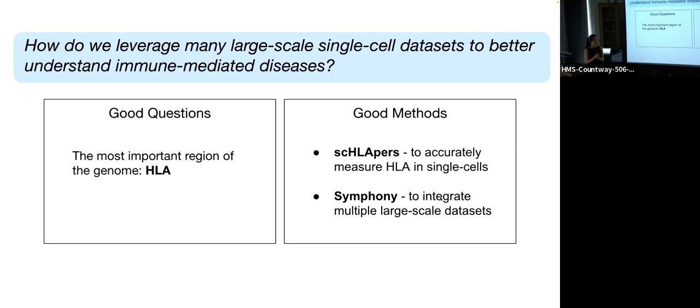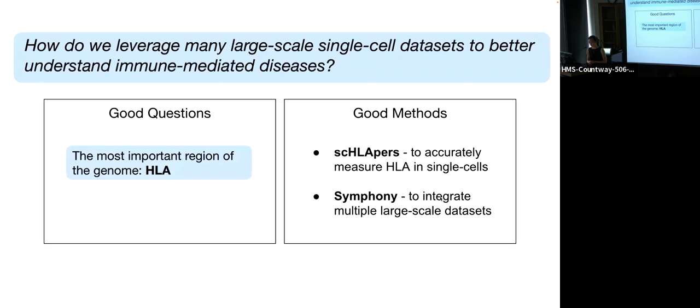So in terms of thinking about what to focus on to study, I decided to focus on the most important region of the genome in relation to immune-mediated diseases, which is the HLA, or human leukocyte antigen region. To do this, I had to develop 2 methods. The first is a method to accurately measure HLA expression in single cells, called single-cell HLA pairs. And the second is a method to integrate multiple large-scale data sets together. It's a method called Symphony. The first method is going to really help us correct out biases that exist in standard pipelines, and the second method will really help boost our power to integrate multiple data sets together.